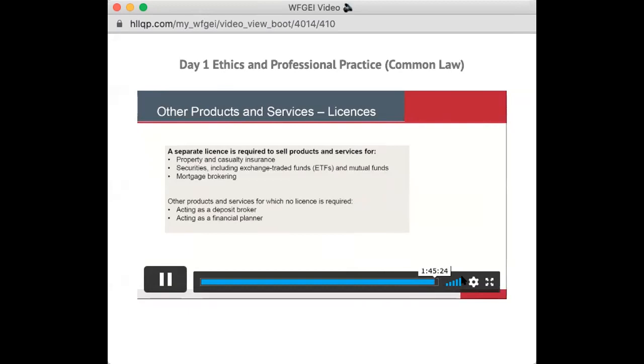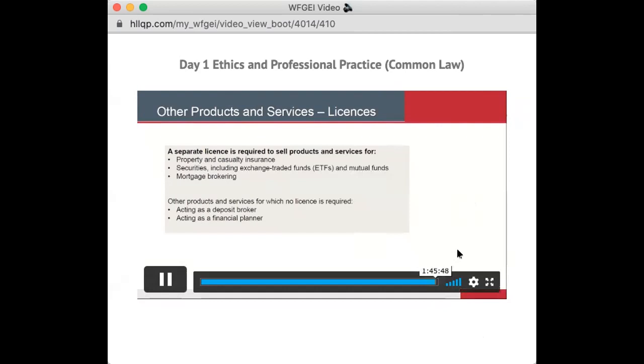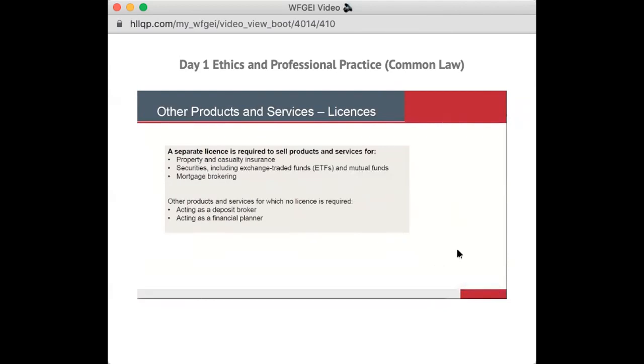Okay. So other products and services where you don't need a license at all, that is to act as a deposit broker. In other words, if you're opening up bank accounts for your clients and the bank gives you 25 basis points for your troubles or something, you don't need a license to sell a deposit account for the bank, okay? And you don't need a license to be a financial planner, okay? You will probably need a designation like a CFP or a PFP or a CLU or something like that, but you don't get a financial planner license, because a financial planner is a designation. It's not actually a license, okay?